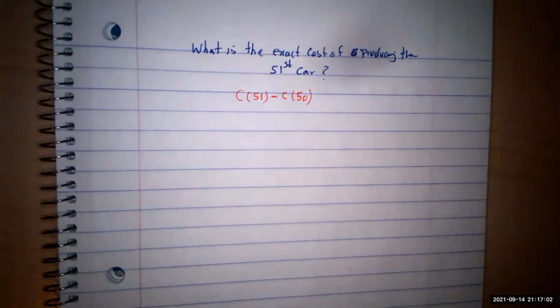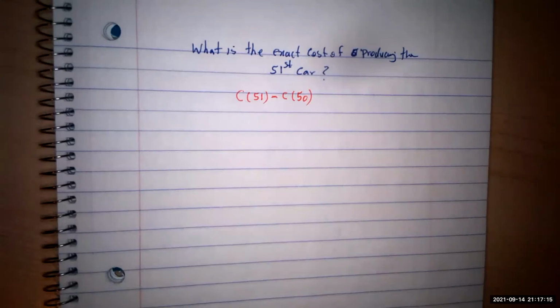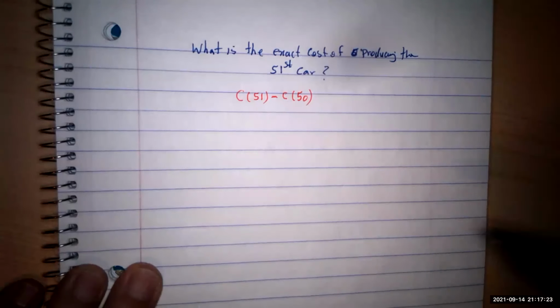You see, C of 51 is the cost of producing 51 cars. C of 50 is the cost of producing 50 cars. If you subtract, that gives you the exact cost of producing the 51st car, if you like. And it's not that difficult to find it. You can use your calculator to check this one.